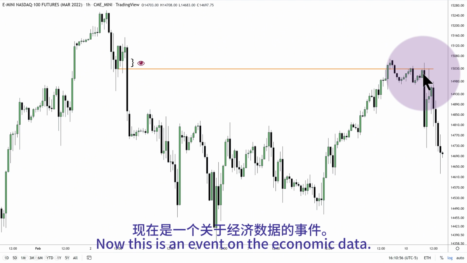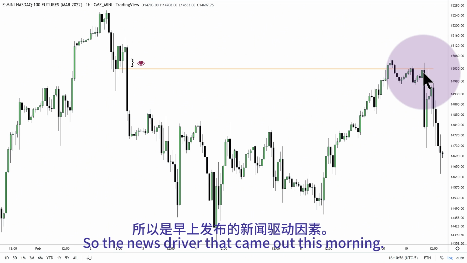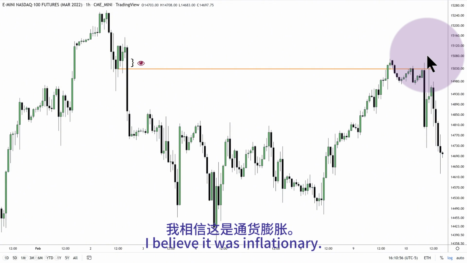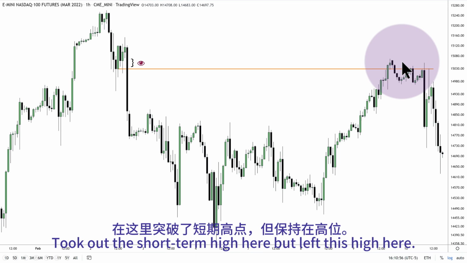Now this is an event on the economic data. So the news driver that came out this morning, I believe it was inflationary, it pumped up, took out the short-term high here, but left this high here.